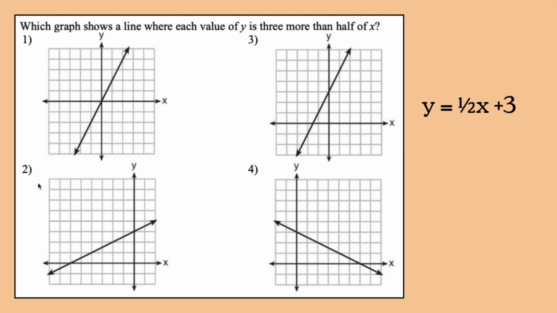For choice number 2, 1, 2, 3. Our y-intercept for this graph is 3. So we're going to check out the slope now. Let's start from here. And we're going to calculate it up until this point here. So we have 1 as our rise and 1, 2 as our run, so our slope is 1/2. Our answer is choice number 2.